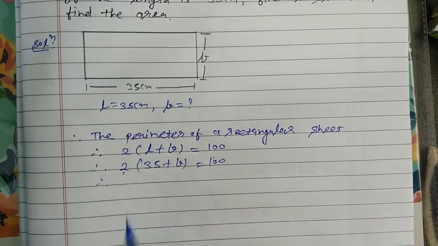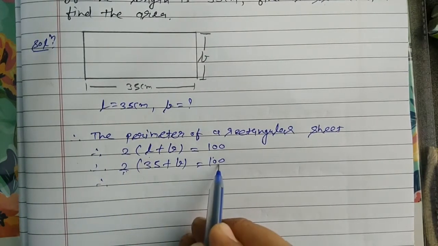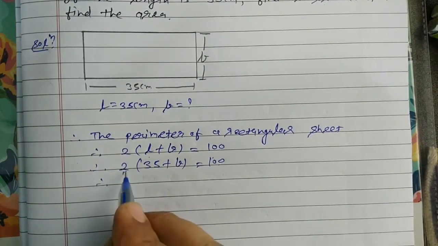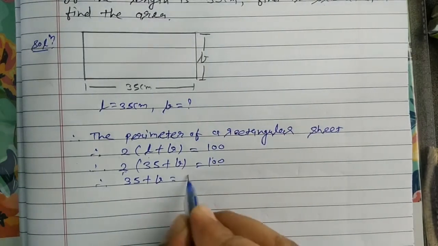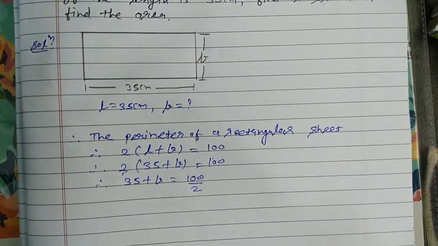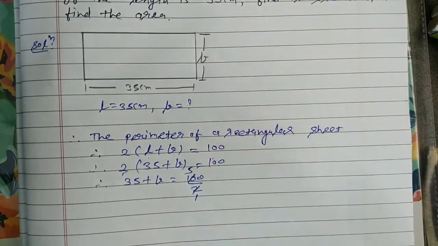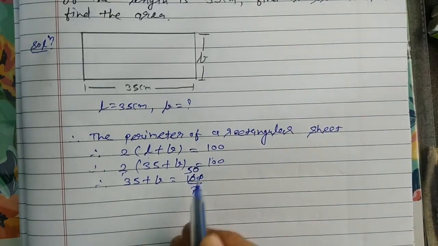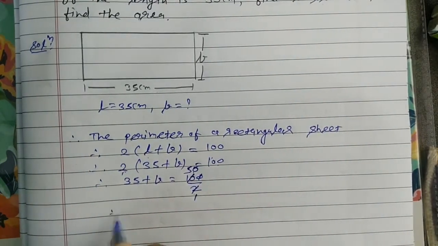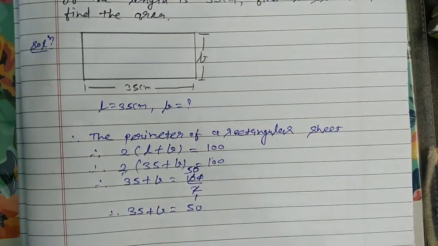Here we will remove this 2 first. So to remove 2 first, what we have to do, we have to divide this left hand side by 2, same way we have to do on right hand side. So here first we will divide this left hand side by 2, this 2 will cancel out, so 35 plus b only left, and when we divide 100 by 2, it will be 100 by 2. Here we know that 2 1s are 2, 2 5s are 10. This 0 will cut out and this 0 will come here, so 100 by 2 is nothing but 50. So 35 plus b, that is equal to 50.